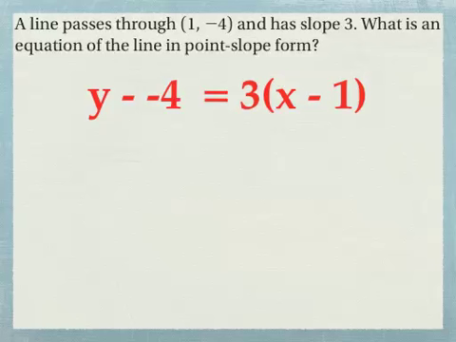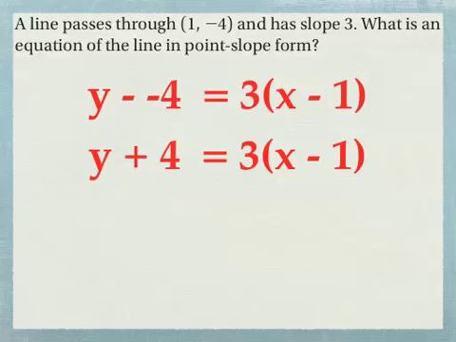But if you notice, I have y minus a -4. Remember the double negative, or subtracting a negative, is the same thing as adding a positive. So we do want to go ahead and rewrite this equation as y plus 4 equals 3 parentheses x minus 1. That is the equation of this line in point slope form.